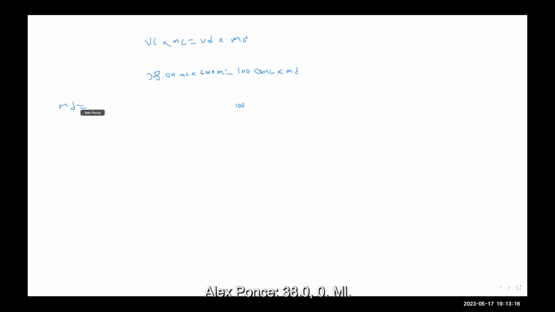And that's 38.00 ml times the 6 M, divided by the 100 ml. That will give you 2.28 M calcium hydroxide aqueous, diluted.